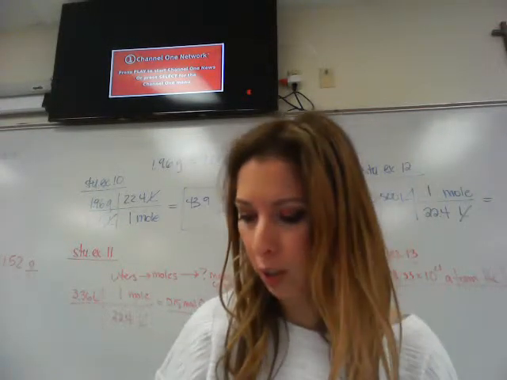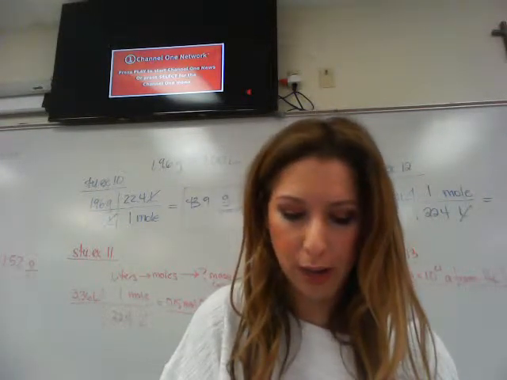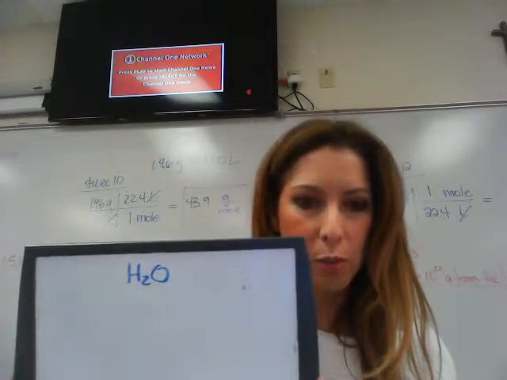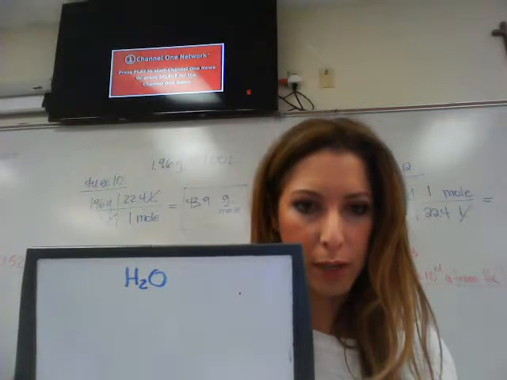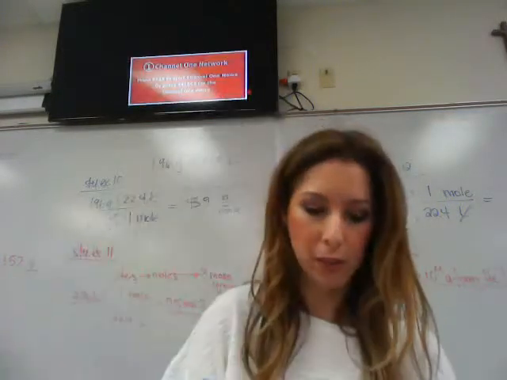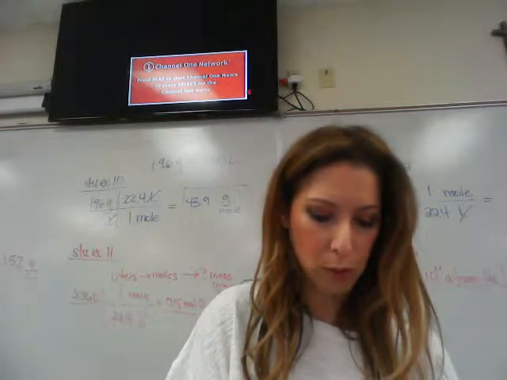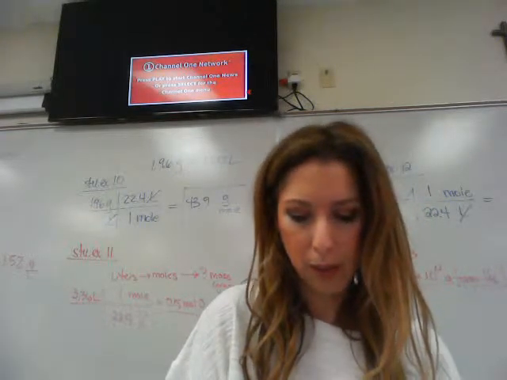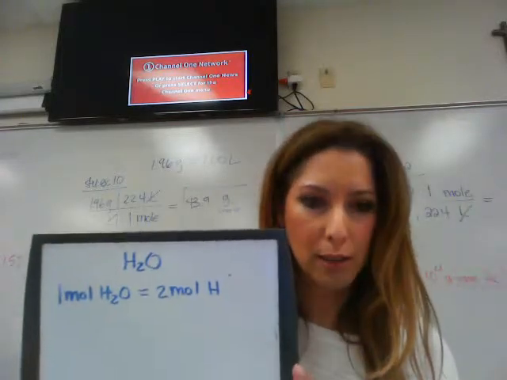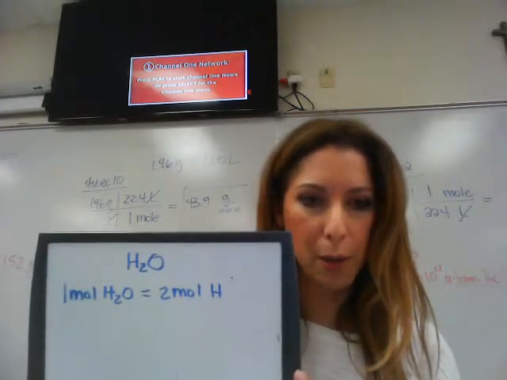Okay, we're talking about mole ratios within compounds. If I have the compound H2O, which is water, in 1 mole of H2O, I have 2 moles H and 1 mole O. So I can write that as 1 mole H2O equals 2 moles of H, like this. That would be considered a mole ratio within a compound.